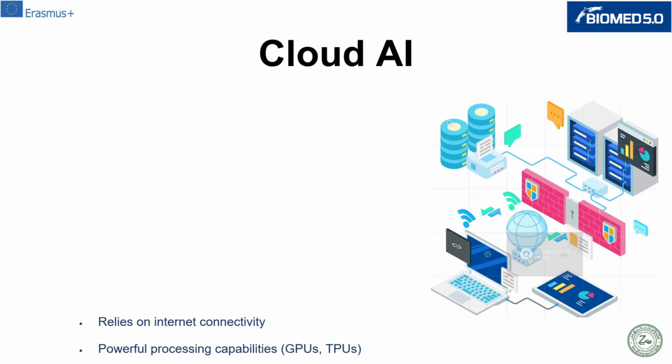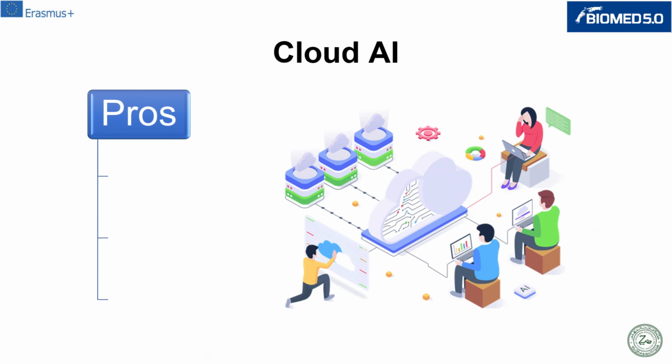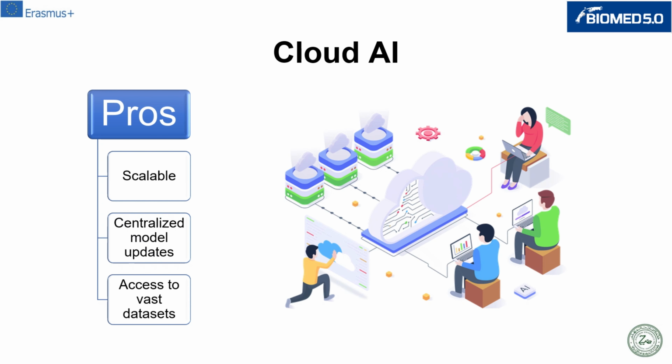Let's start with cloud AI. Here's how it typically works. Data from a device is transmitted via the internet to remote cloud servers. There it is processed using powerful GPUs or TPUs. Then the results are sent back to the user. This model is great for handling large-scale data and running complex algorithms. A few advantages of cloud AI are scalability for millions of users, easy and centralized updates to AI models, and access to vast datasets for training and fine-tuning.